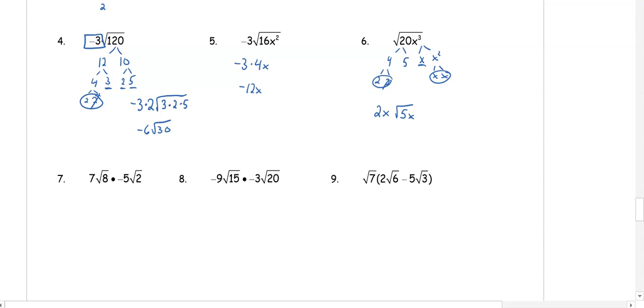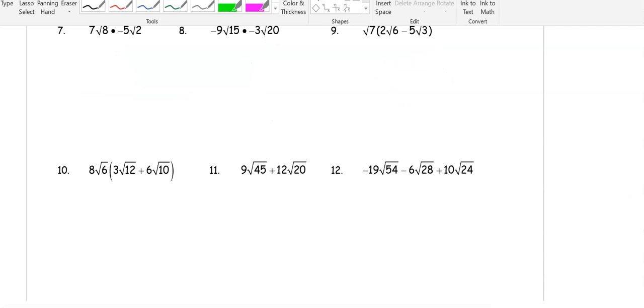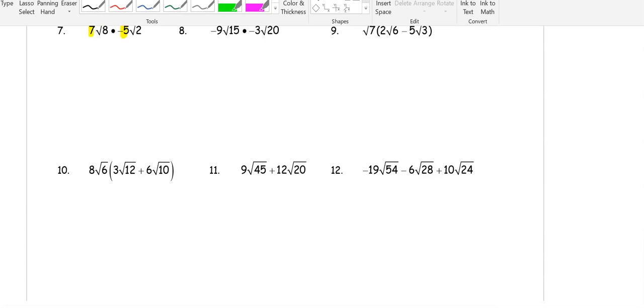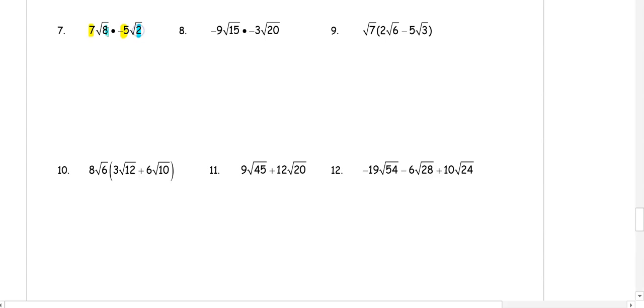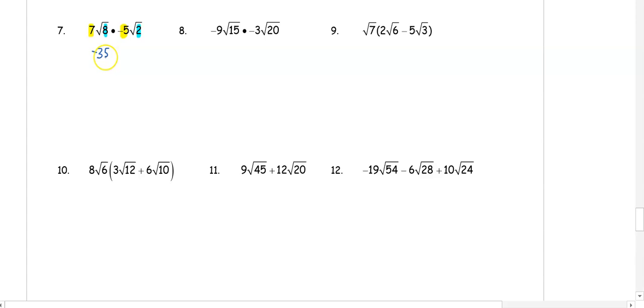In number 7, multiplying square roots. So when you are multiplying square roots, remember that your outside numbers are going to multiply together, and your inside numbers are going to multiply together. So 7 times -5 is -35. 8 times 2 is 16.